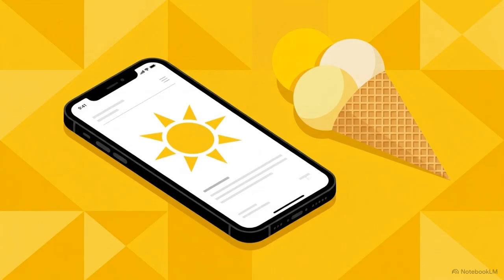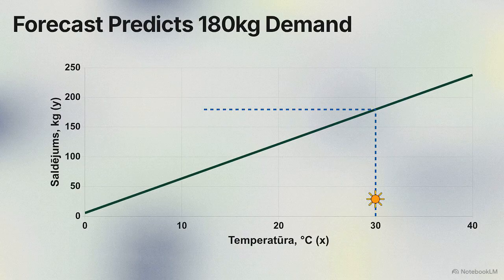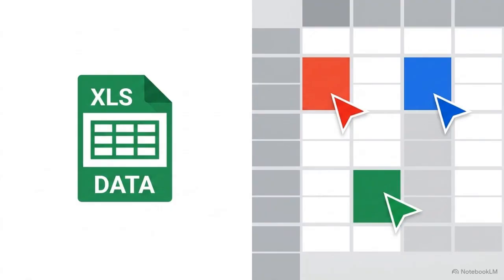Returning to the original business problem, the forecast for next week is 30 degrees. By locating 30 degrees on our trend line, we can determine the exact volume of ice cream needed to satisfy the shop's customers. The choice of platform depends on the objective.